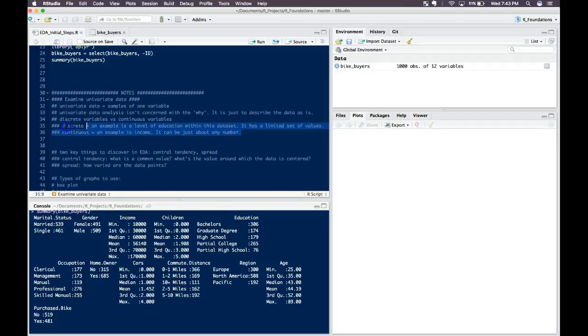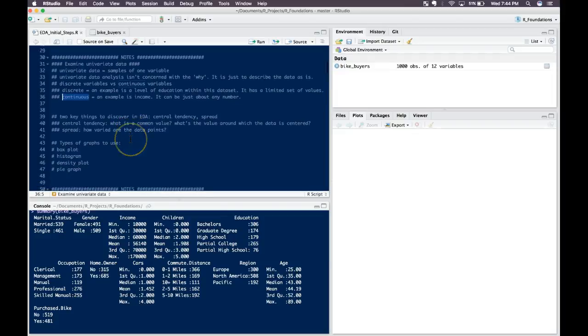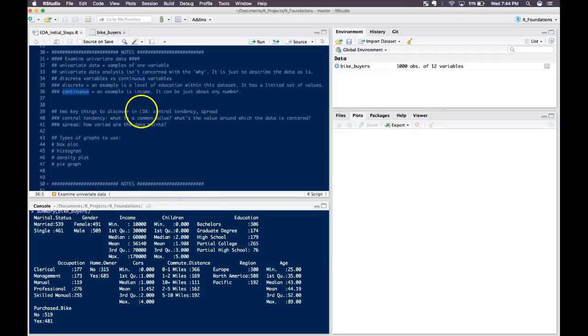So knowing this difference is going to be helpful because when we visualize this data, which is very helpful, R is going to want to behave differently depending on if it's a discrete variable or a continuous variable. So let's jump in with the EDA process.